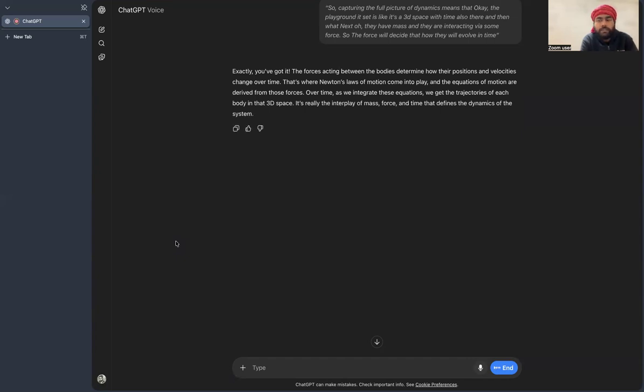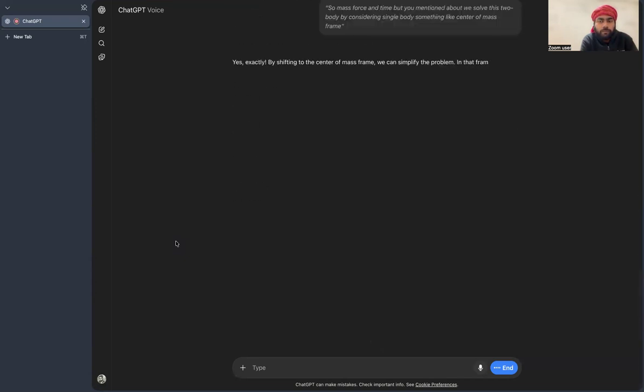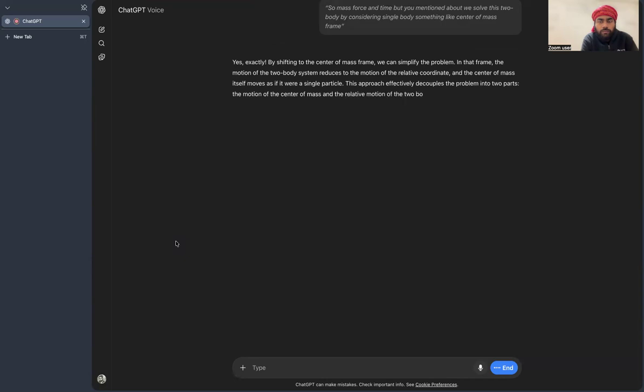But you mentioned that we solve this two-body problem by considering a single body, something like the center of mass frame. Yes, exactly. By shifting to the center of mass frame, we can simplify the problem. In that frame, the motion of the two-body system reduces to the motion of the relative coordinate, and the center of mass itself moves as if it were a single particle. This approach effectively decouples the problem into two parts: the motion of the center of mass and the relative motion of the two bodies. This makes it much easier to analyze and solve, especially when dealing with gravitational or electrostatic forces.